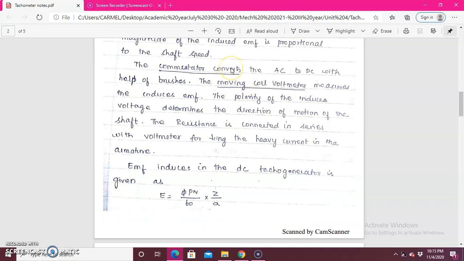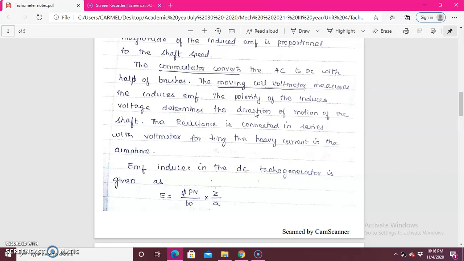Here the commutator works. What will the commutator do? The commutator converts AC to DC with the help of the brushes. When the moving coil voltmeter measures the EMF, the polarity of the voltage determines the direction of the motion. The conductor is rotating and is directly connected to the brushes, so the brushes also revolve. Due to this revolving nature, there will be a change in EMF, and the polarity also changes. The resistance is connected across the voltmeter, so the induced voltage can be seen on the voltmeter.